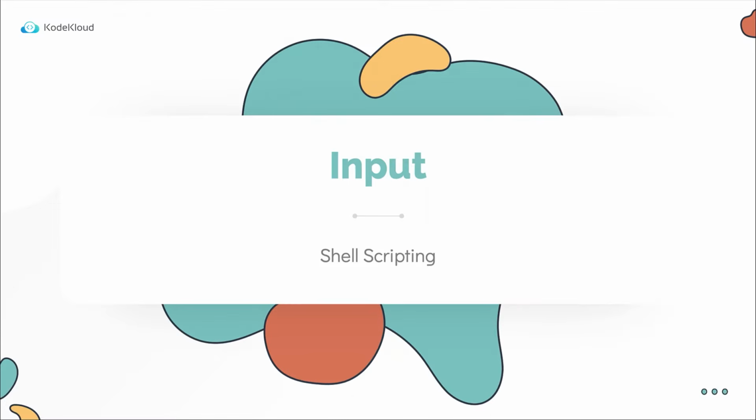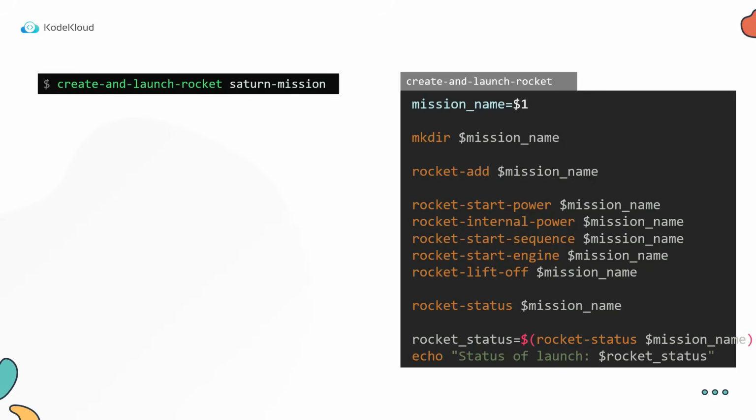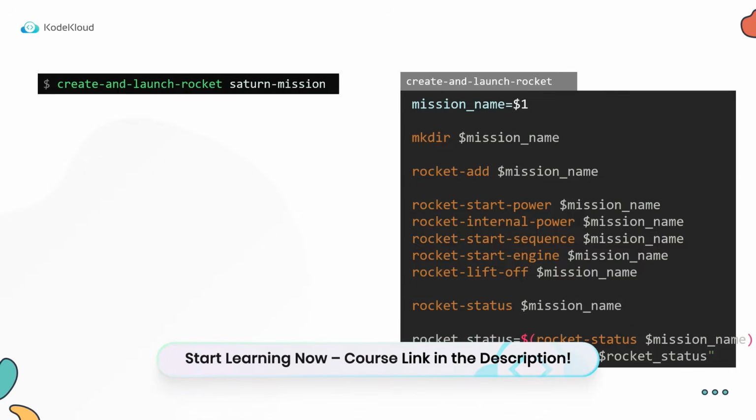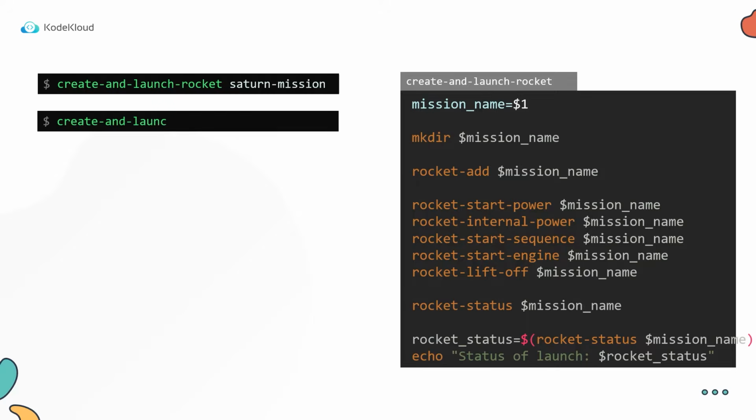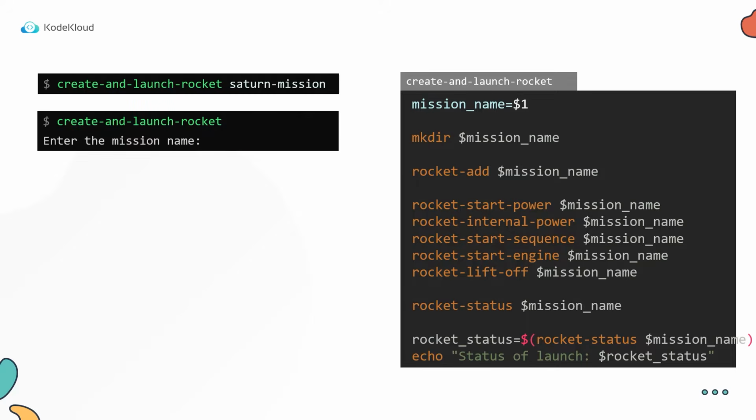Let us now look at prompting for inputs in a shell script. We saw one way of passing in an input to the script by using a command line argument of $1. That way, when the user runs the script, they pass in the mission name as part of the command. Now say for instance, what if we want to prompt the user for a mission name when the script starts, instead of passing in the mission name as a command line argument?